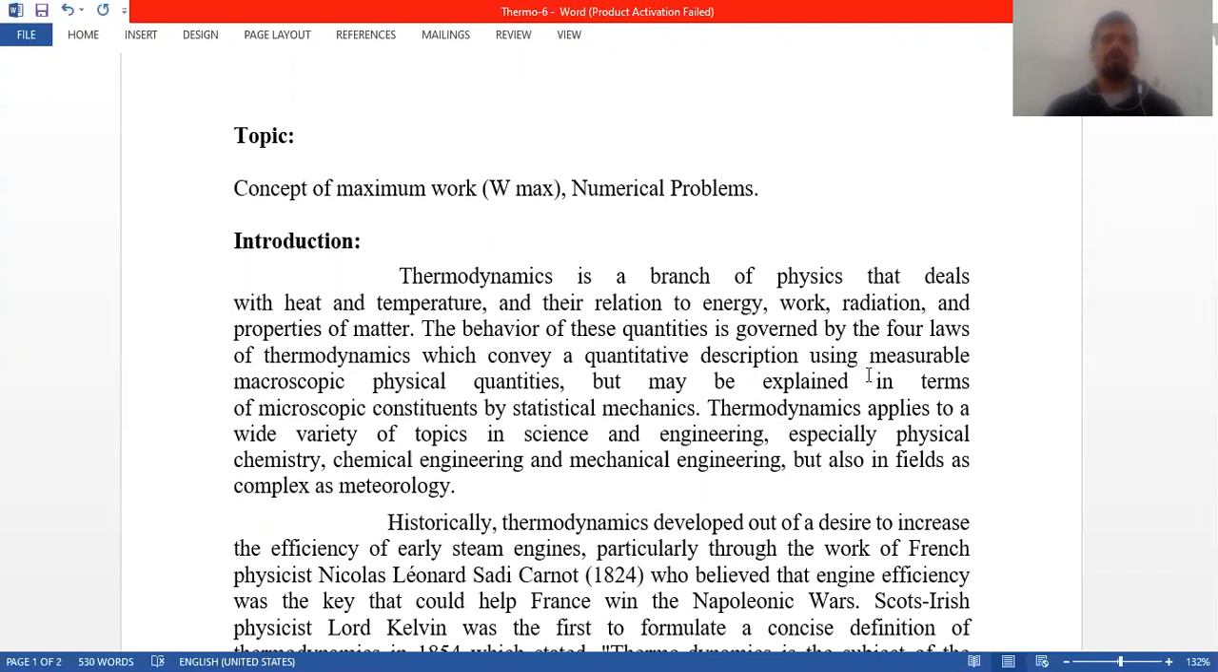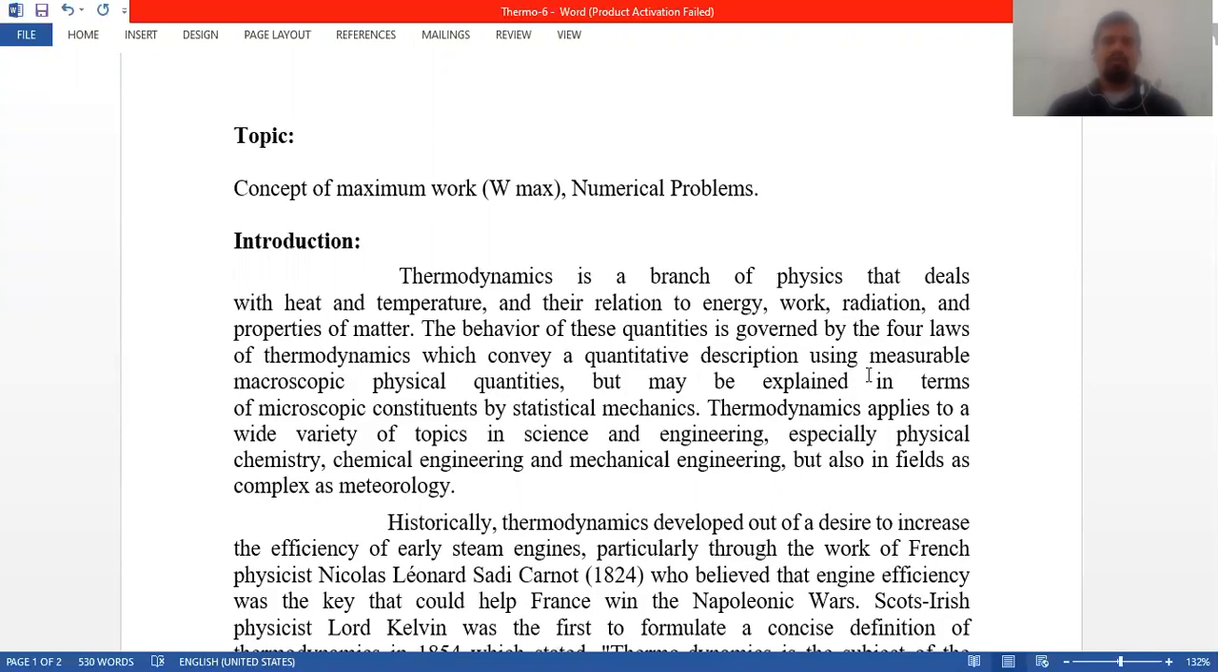The behavior of these quantities is governed by the laws of thermodynamics, which convey a quantitative description using measurable macroscopic physical quantities, but may be explained in terms of microscopic constituents by statistical mechanics. Thermodynamics applies to a wide variety of topics in science and engineering, especially physical chemistry, chemical engineering, and mechanical engineering, but also in fields as complex as meteorology.